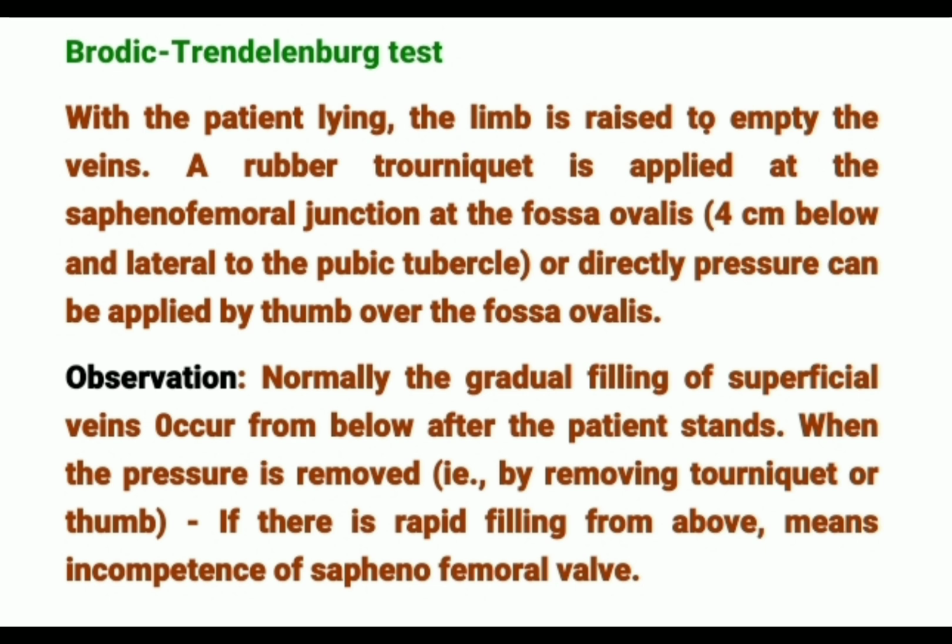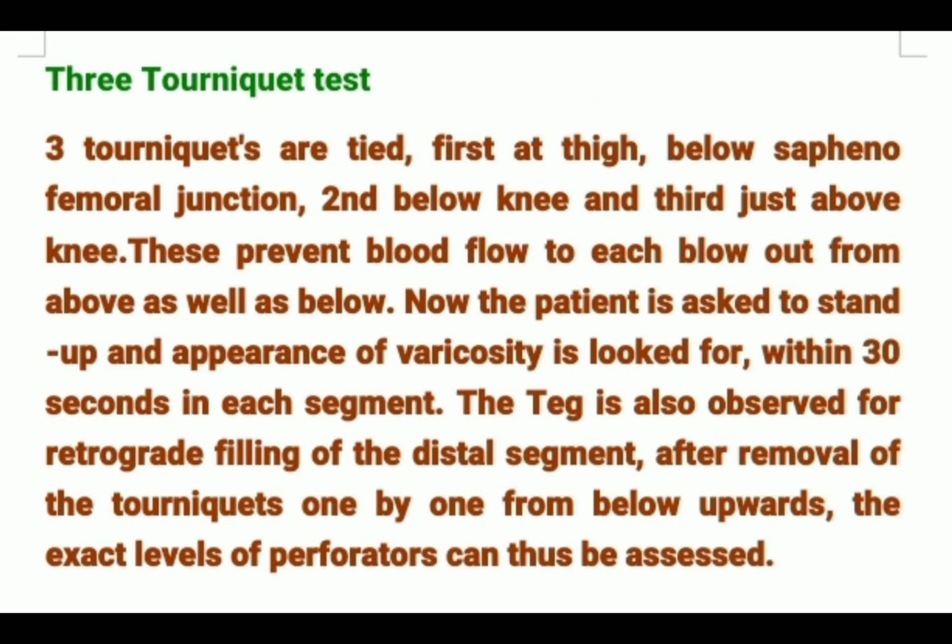Three tourniquet test. Three tourniquets are tied, first at the thigh below the saphenofemoral junction, second below the knee, and third just above the knee. These prevent blood flow from above as well as below. Now the patient is asked to stand up and appearance of varicosity is looked for within 30 seconds in each segment. The leg is also observed for retrograde filling of the distal segment. After removal of the tourniquets one by one from below upward, the exact levels of perforators can thus be assessed.